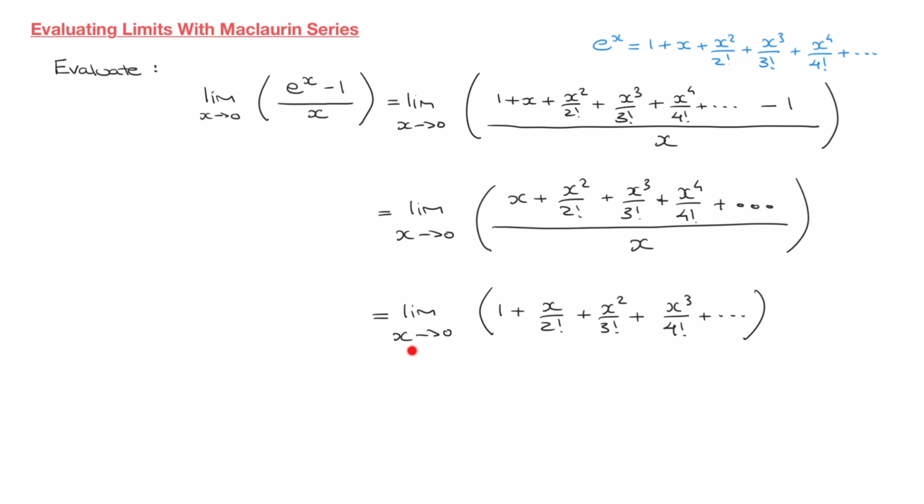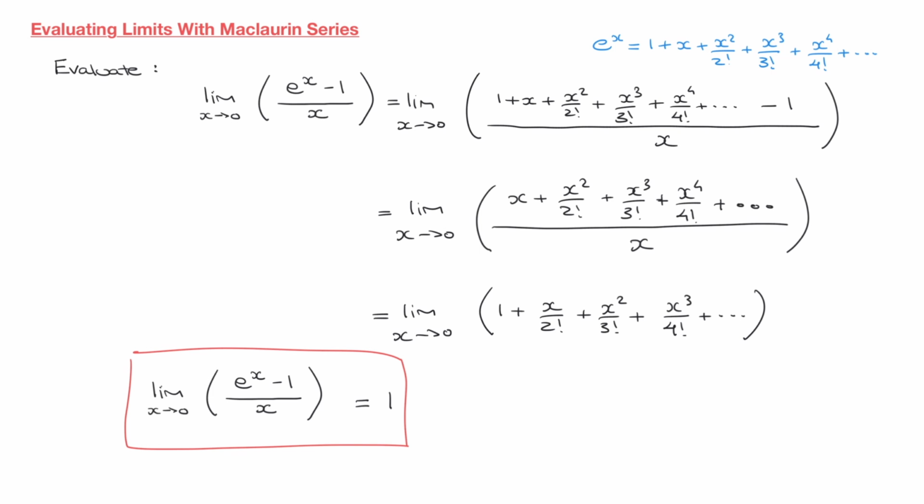Finally, taking the limit as x tends towards 0, we quickly see that every single one of these terms will tend towards 0. And so we'll just be left with 1. In other words, this limit is equal to 1. And that's the answer. And there we go. That's it for this video in which we show how to evaluate a limit with a Maclaurin series.